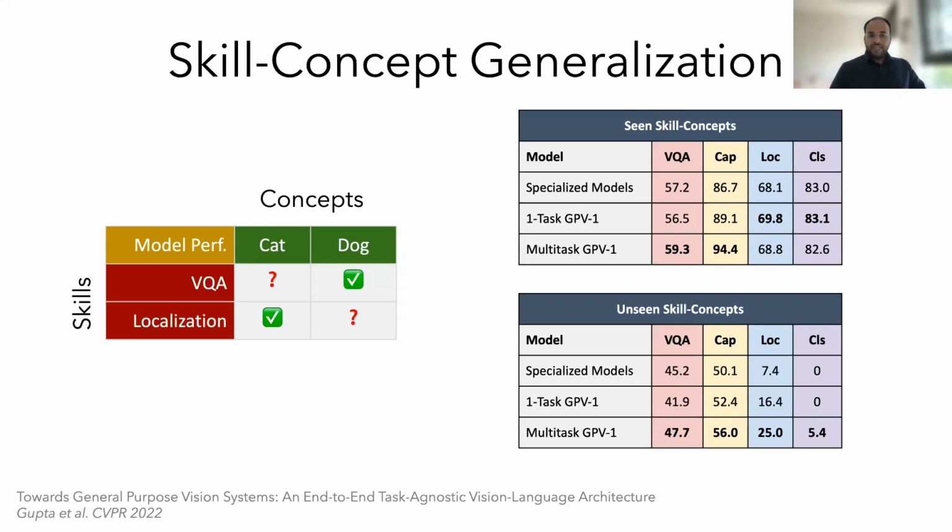So for example, the classification number, as you can see, for specialized models that are trained on single task, and even for GPV1 architecture that is trained on single task, the classification output on these unseen skill concept combinations is 0. Multitask GPV gets some non-zero performance, but still abysmally low.